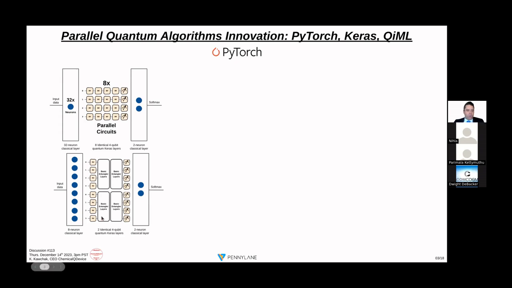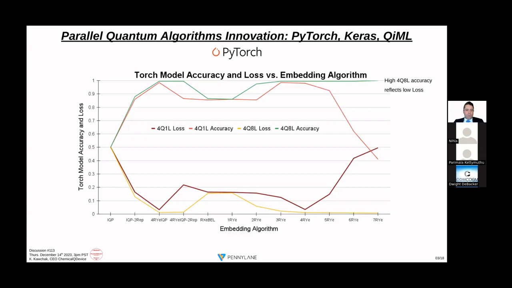So you see 8 total qubits requiring 8 classical neurons. And then if it's a binary classification, the end is always 2. Okay, so these are some algorithm studies. Basically, we'll go left to right.